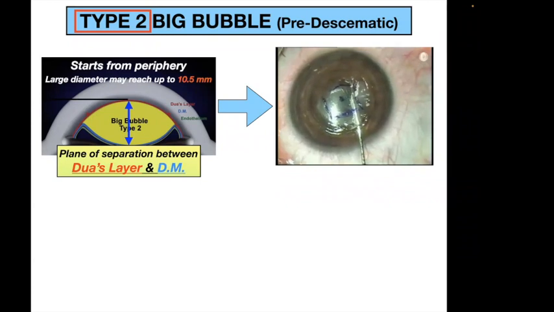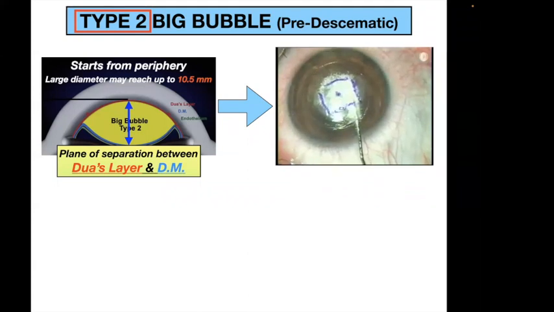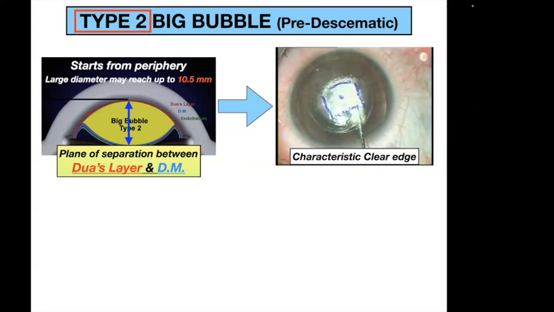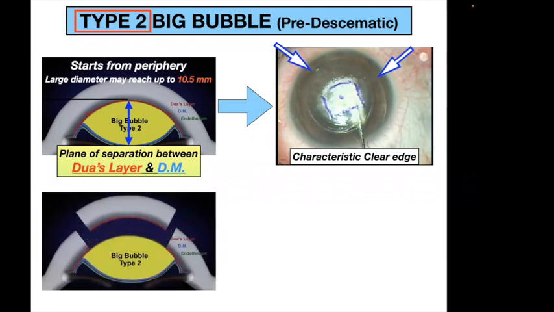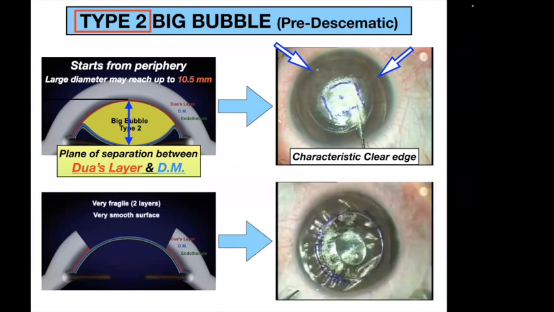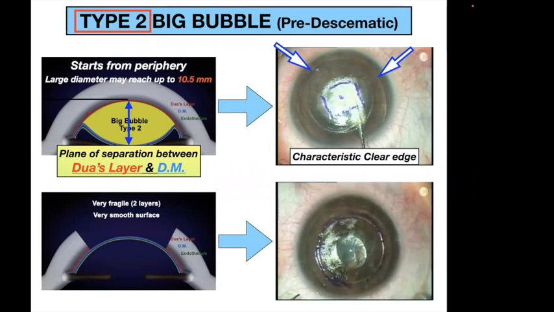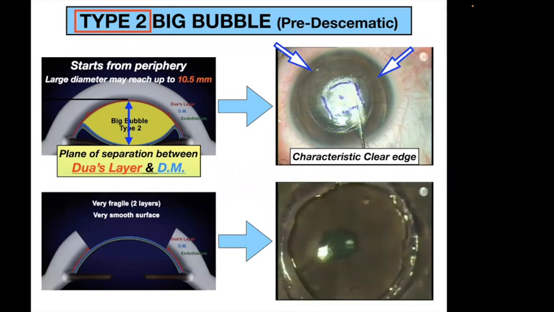This clear edge is highly characteristic of big bubble type 1, in contrast with the white edge of big bubble type 2. You see this clear edge. What I mean by clear edge: removing the roof of this bubble will leave only Descemet and endothelium. And of course, as you know, Descemet membrane is a very smooth, featureless membrane, and doesn't have the roughness of dua layer, as you see.